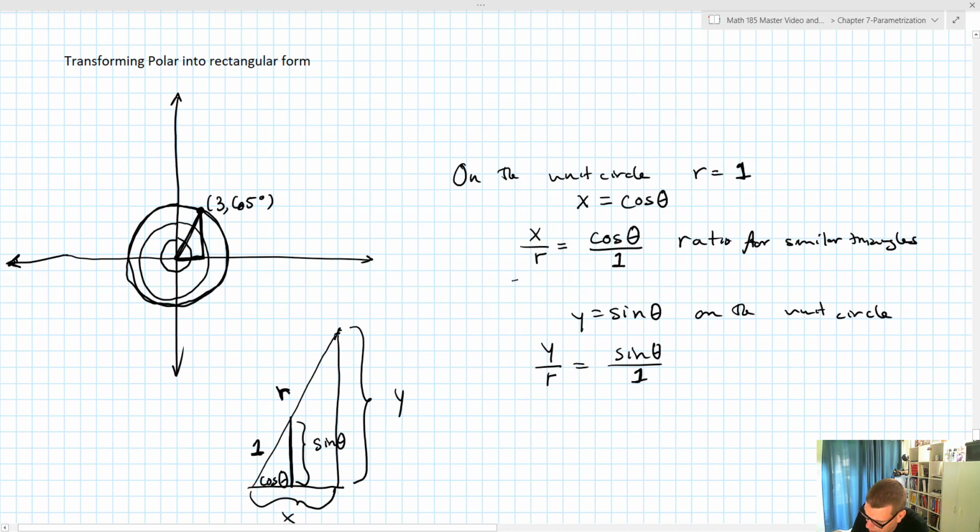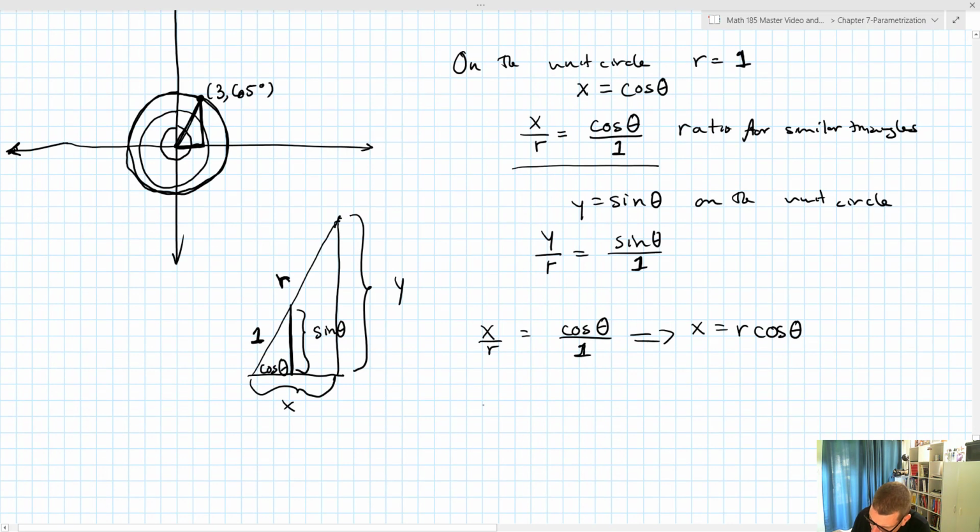All it takes now is a little bit of algebra. So x over r is going to equal cosine theta over 1, which means that when I multiply both sides by r, x is going to equal r cosine theta. Conversely, if I have y over r equals sine theta over 1, then y is going to equal r sine theta. And that's just a continuation from trig. You may remember that if you change the radius of the circle, in order to find your x and y coordinates, all you've got to do is multiply the cosine theta or the sine theta by the radius of the circle. And that's because we have these similar triangles.